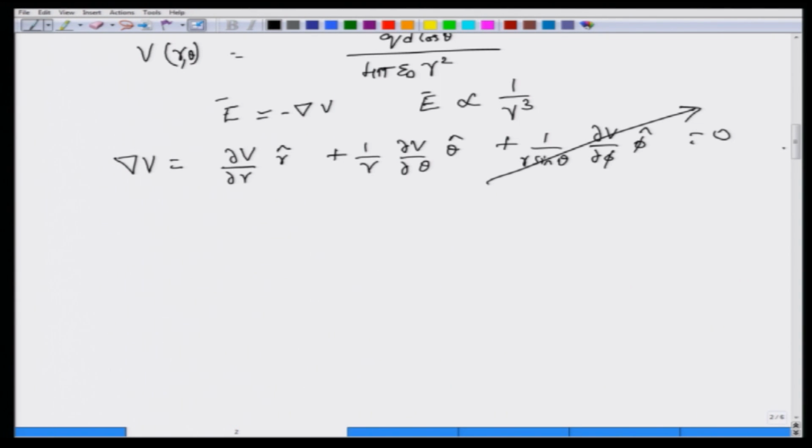Okay. So, potential is independent of phi, therefore, this term is equal to 0. Now, if you evaluate the other two derivatives and perform these derivation operations appropriately, spend a couple of minutes, you would actually find that the electric field can be written as r hat q d cos theta divided by 2 pi epsilon 0 r cube, please note the dependence of 1 by r cube as we just promised, plus theta hat q d sin theta divided by 4 pi epsilon 0 r cube, okay, volt per meter.